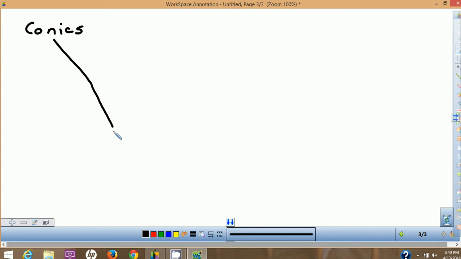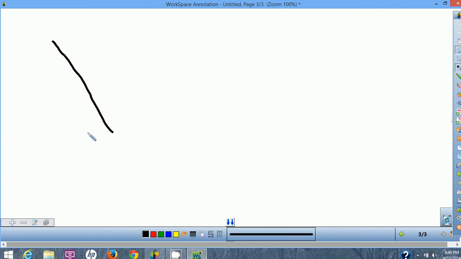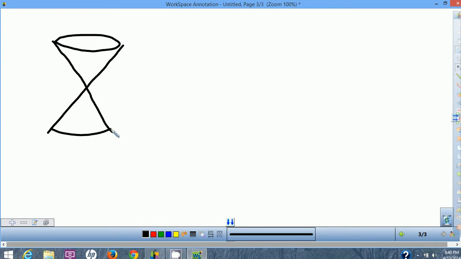But if we take a line and we rotate it about a point, and I didn't get my line very straight. Let me clear this and do this again. Let's make this go away and draw me a new set of conics. If I take my line and I rotate it about a point, then I end up with a set of stacked cones that look like this. That's where we're going to get our conics.